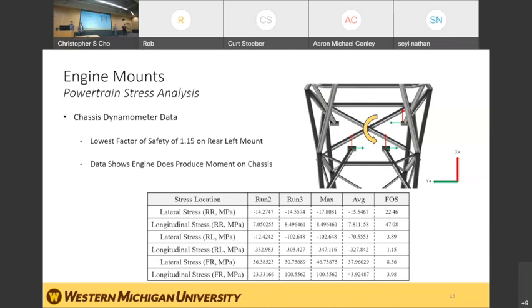It was found that the lowest factor of safety was 1.15 on the rear left mount, which makes sense as it's right above the output shaft of the motor. As that factor of safety is quite low, we advise the team to increase the thickness of the rear structure to hopefully improve that and avoid catastrophic failure in the future.